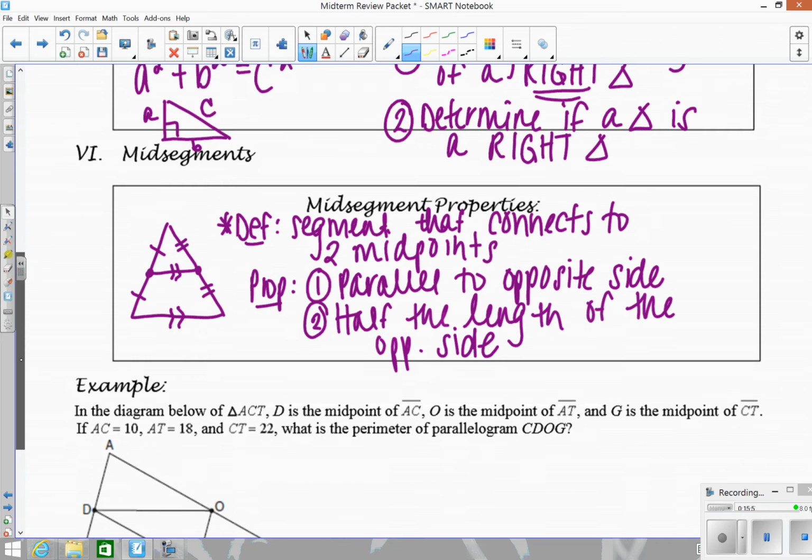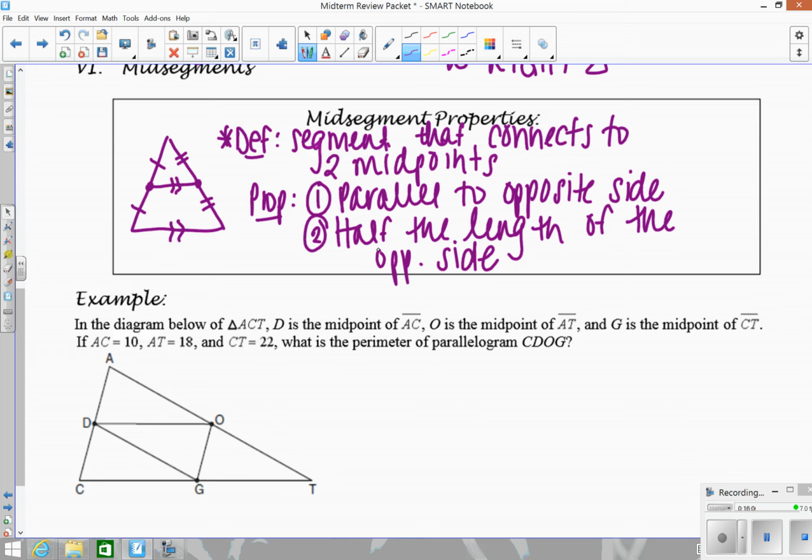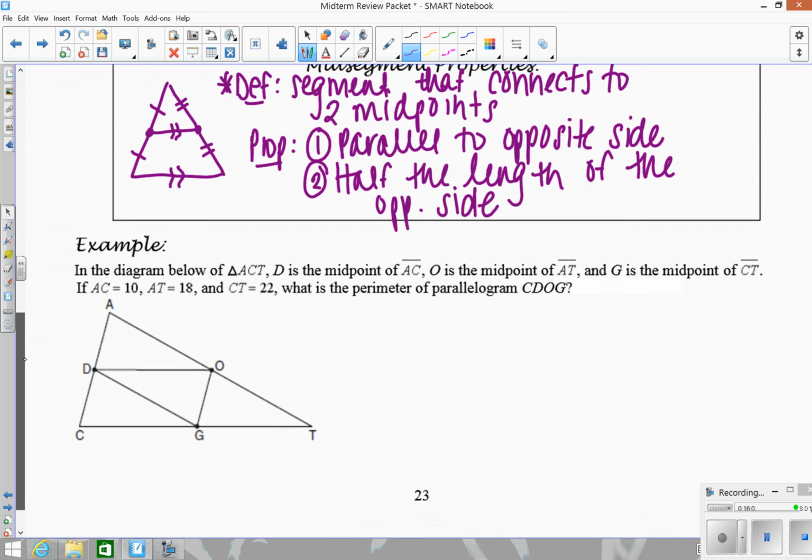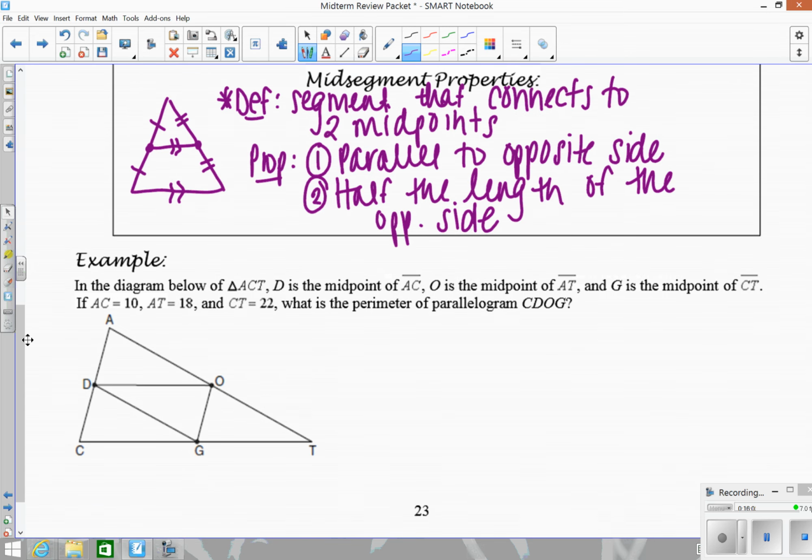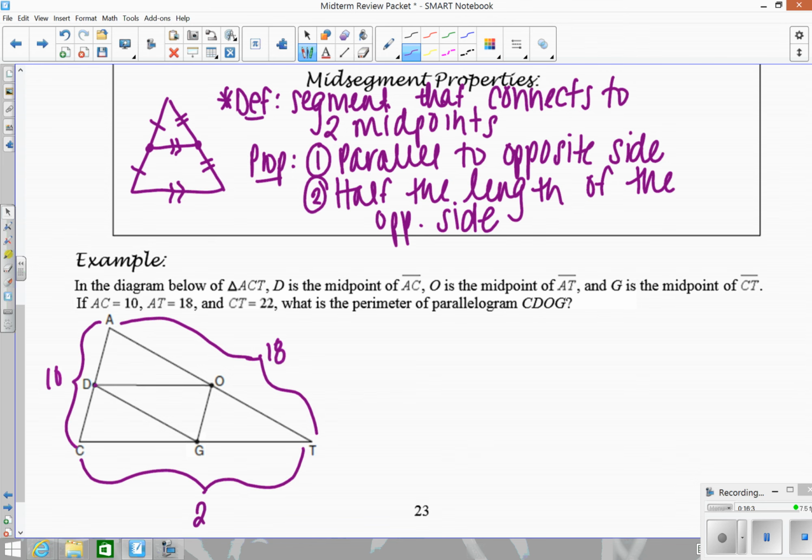So when we look at these examples with mid-segments, a lot of times you're going to be using this half the length of the opposite side. This example says, in the diagram below of triangle ACT, D is the midpoint of AC, O is the midpoint of AT, and G is the midpoint of CT. So basically, I know that all of these segments that are drawn are mid-segments because they connect to midpoints. And then it tells us that AC is 10, AT is 18, and CT is 22. It asks us to find the perimeter of this parallelogram CDOG.